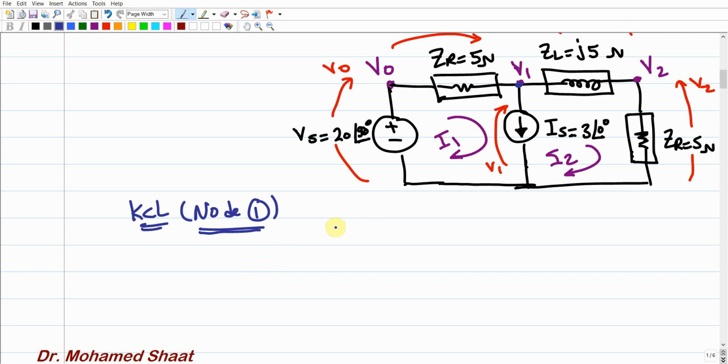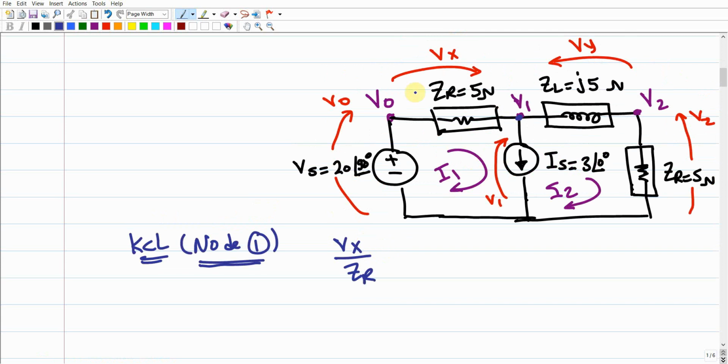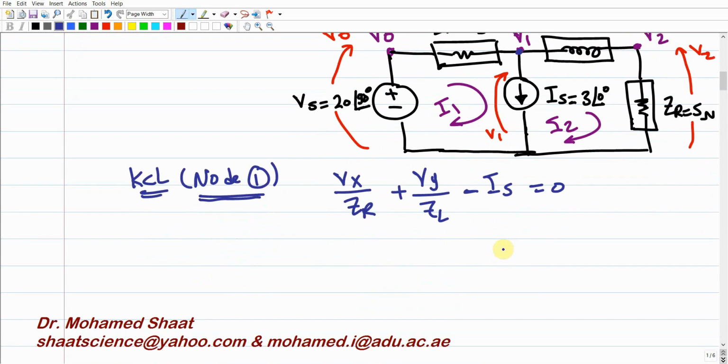If I apply the Kirchhoff current law to the first node, this is gonna give us Vx divided by ZR, because as you remember, according to Ohm's law, V over R or V over Z, since we're already working in the frequency domain, gives us the current over this branch, which is Vx over ZR. It should be positive because it enters the node, and Vy over ZL should also be positive because it enters the node. Negative Is, this current, equals 0. As you can see, I didn't substitute with values. I'm working in the simple form, and this is what is recommended.